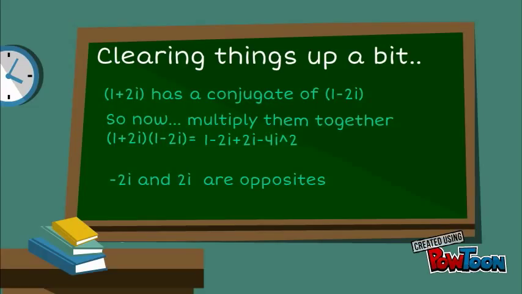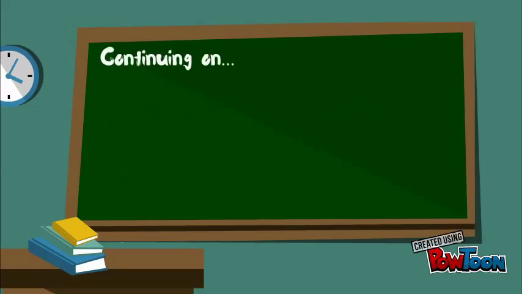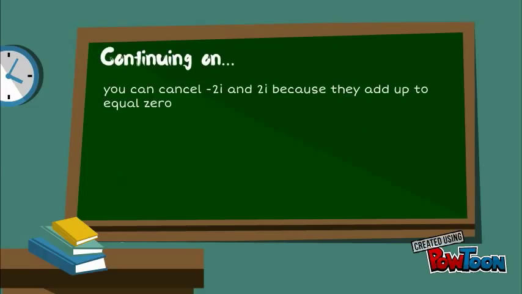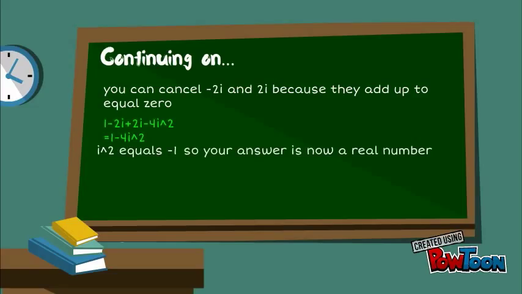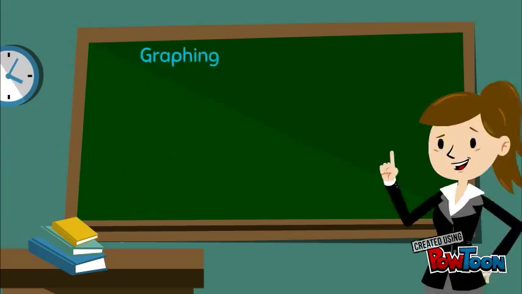Negative 2i and 2i are opposites of each other, and you can cancel them because they add up to equal 0. Now, i squared equals -1, so your answer is now a real number. Notice how now, if your answer were a denominator, it makes the question so much easier to simplify.